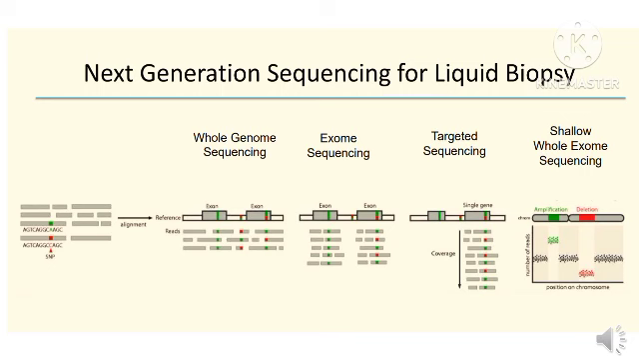So to study multiple targets in the patient sample, we can go for whole genome sequencing, exome sequencing, targeted sequencing, or shallow whole genome sequencing. For targeted sequencing, the depth of coverage will be more and it is cost effective. That's why targeted sequencing is preferable out of all NGS methods or platforms.